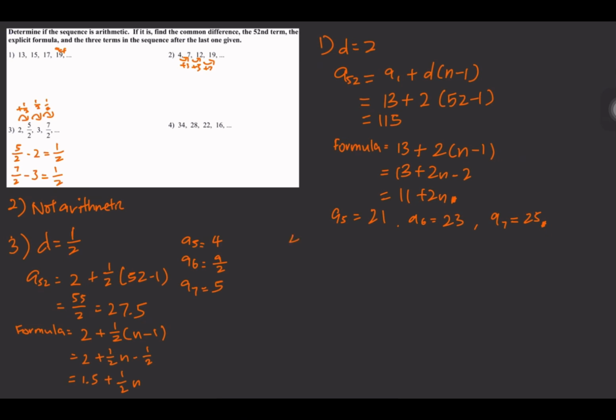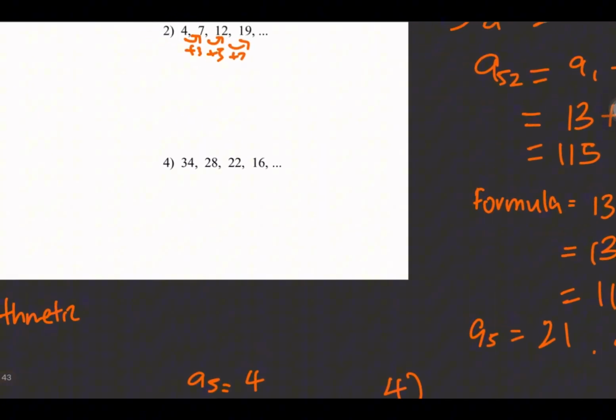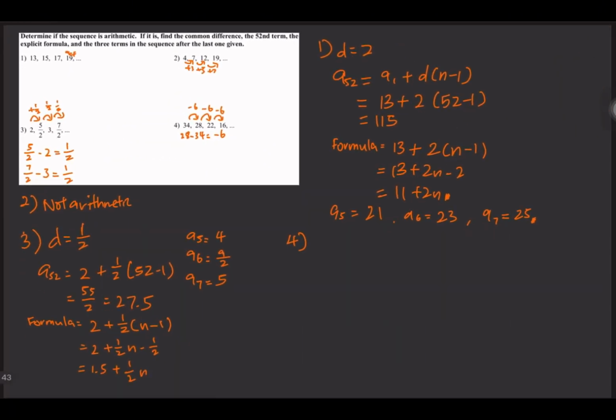Now, question number 4. Let us examine 34 to 28. It decreases by, well, we just take 28 minus 34, and we get negative 6. Then 28 minus 6, we get 22. 22 minus 6, we get 16. Therefore, it is an arithmetic sequence, where the difference is negative 6.